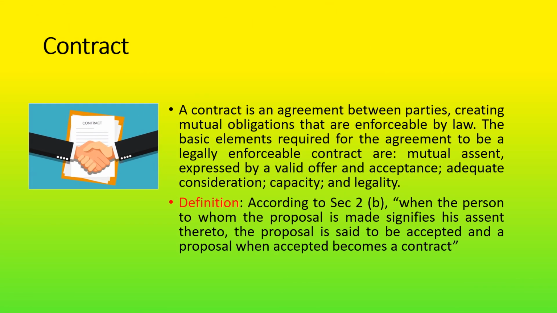A contract is an agreement between parties creating mutual obligations that are enforceable by law. The basic elements required for an agreement to be a legally enforceable contract are mutual assent expressed by a valid offer and acceptance, adequate consideration, capacity and legality. Definition of contract. According to Section 2, when the person to whom the proposal is made signifies his assent thereto, the proposal is said to be accepted, and a proposal when accepted becomes a contract.